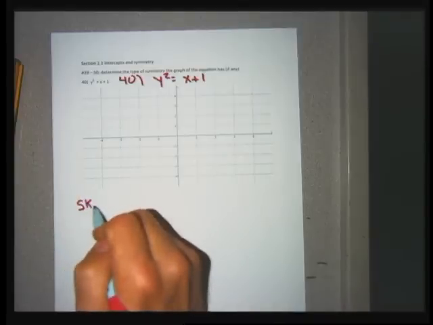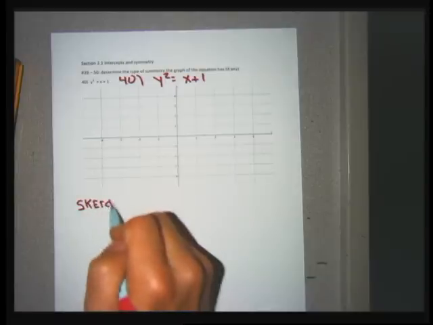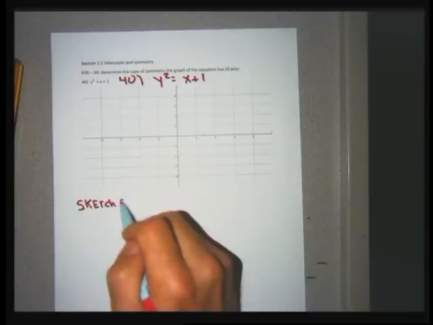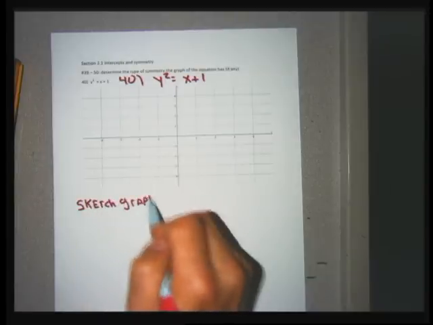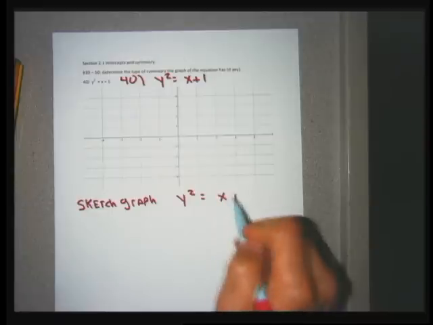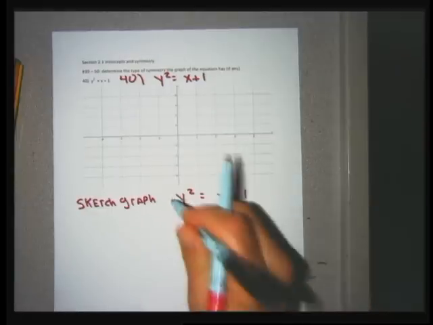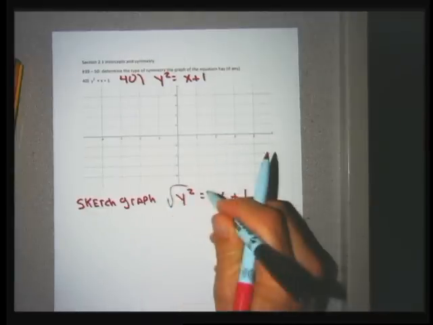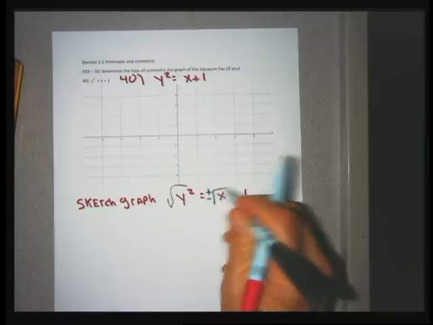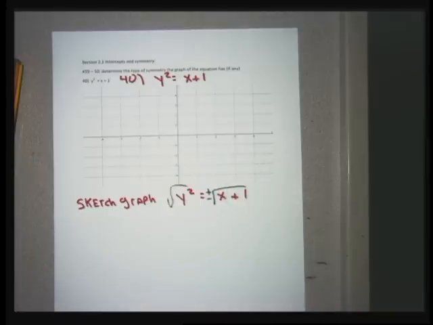You don't need graph paper. You really probably need a calculator though. To sketch a graph of this, just like when I sketched a graph earlier that I had to do square roots, I have to do square roots here. My calculator can't graph a y squared. So I'm going to go square root plus or minus square root.